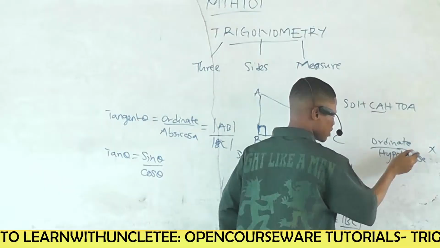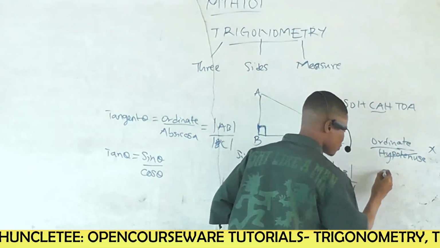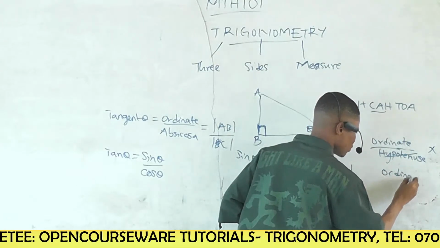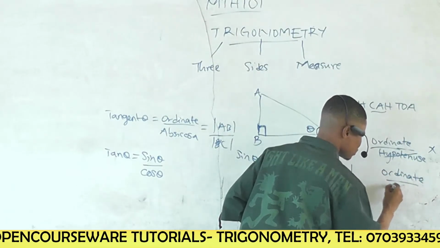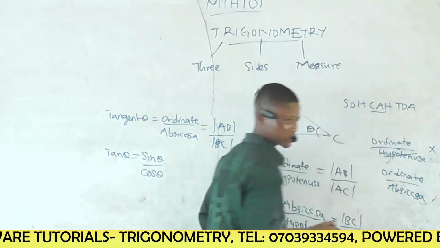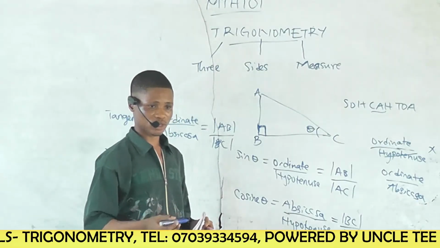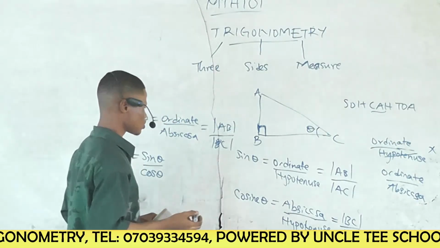That means hypotenuse, we cancel out hypotenuse here. Then you are left with what? Ordinate over abscissa. Hope you all get that. You all get it? It's not clear? You don't get it? This is what I'm saying.